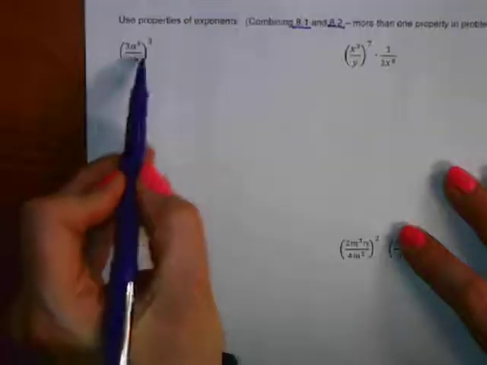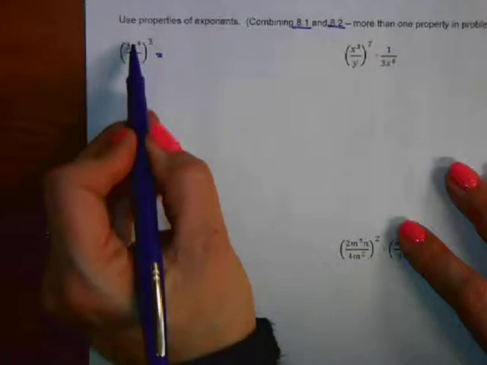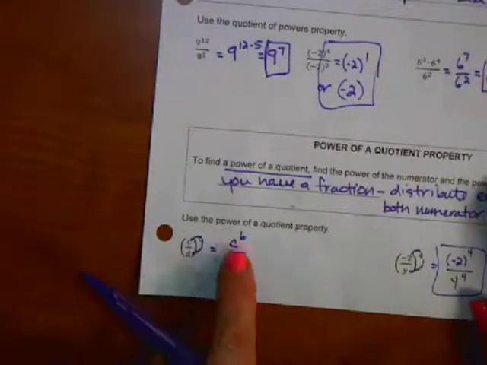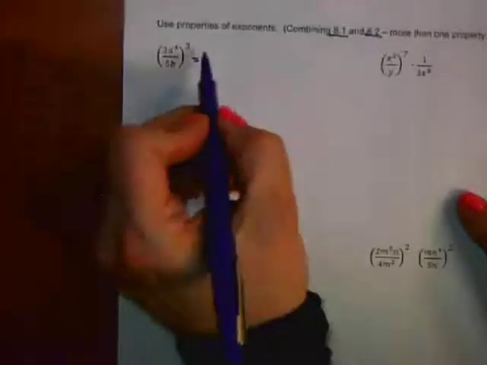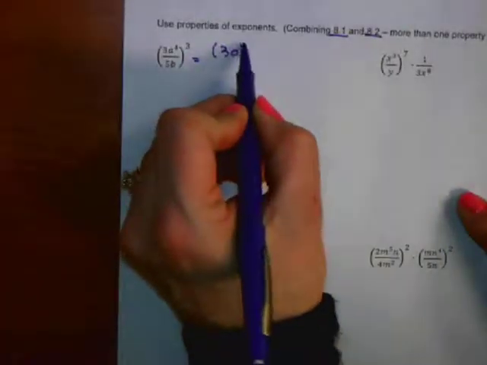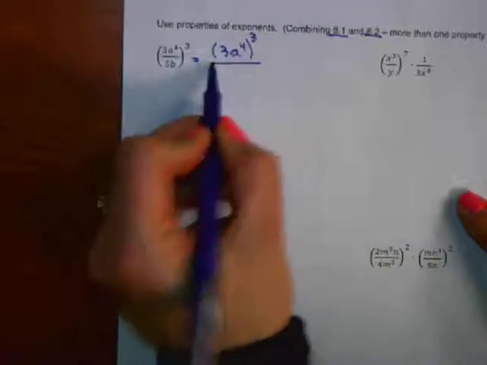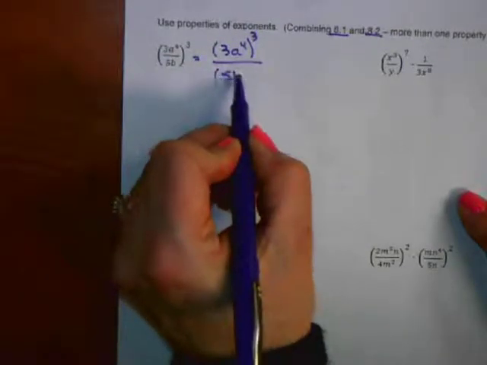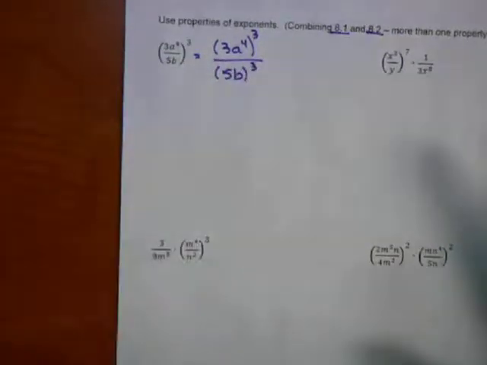So here we have this whole fraction to the 3rd power. The first thing I'm going to do is split the fraction up, just like we did here. We took and put the 6 on both the numerator and the denominator. I'm going to do the same thing here: 3a to the 4th, all of that to the 3rd, and 5b to the 3rd. So I put that 3 on both the numerator and the denominator.